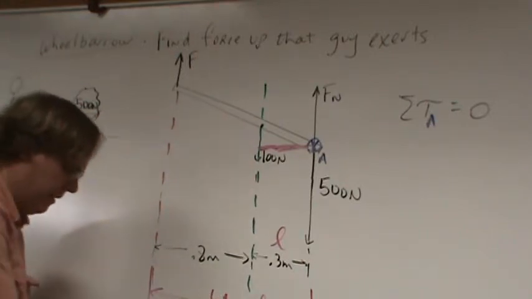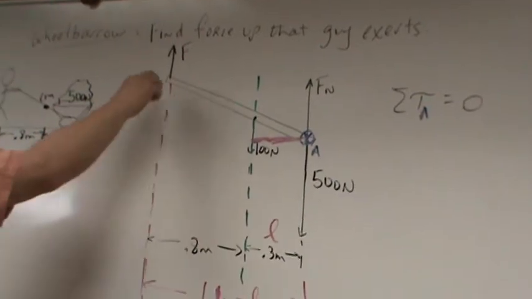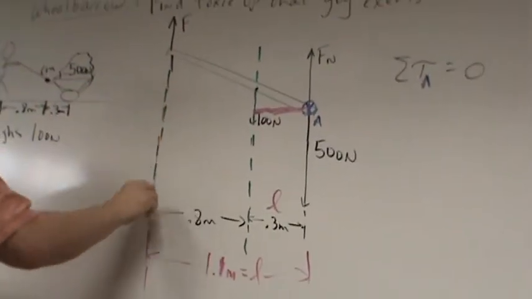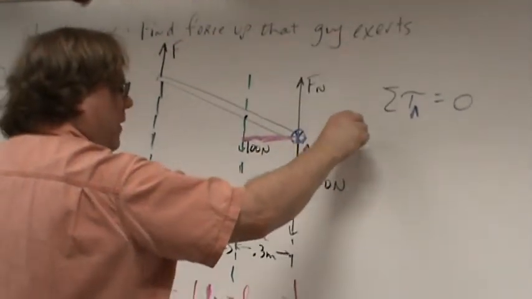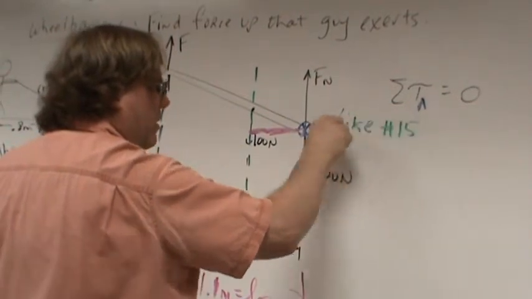Oh, I should have done, I always like to do my line of actions in green. So the line of action goes like this, okay? And then you've got your lever arm. So this is a problem. This is like number 15. You're going to get problem number 15 on tonight's homework.